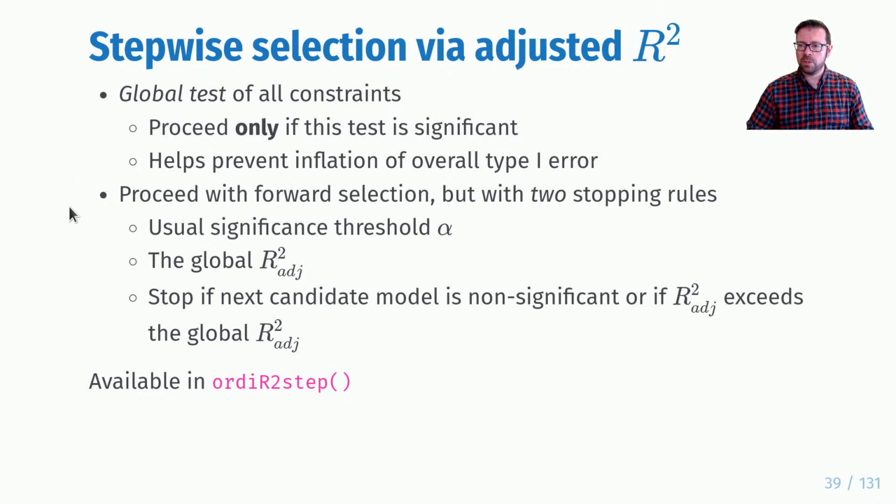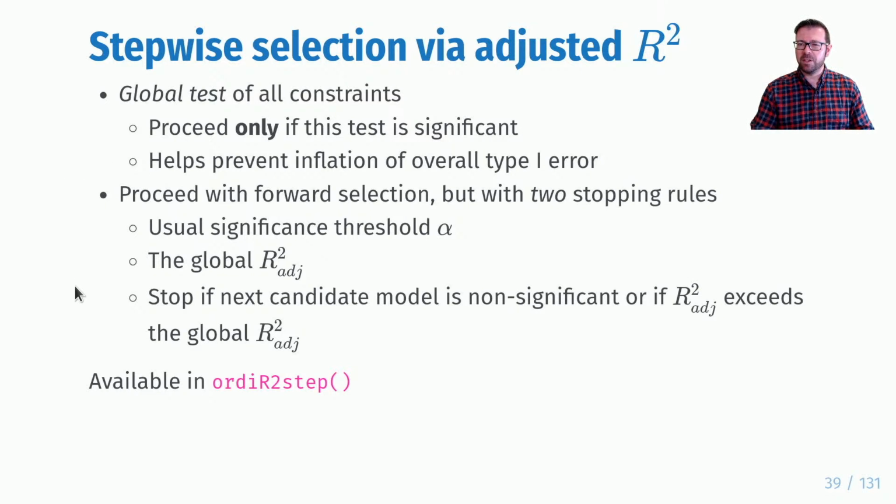But now we have two stopping rules for forward selection. We have the usual significance threshold, 0.05 for example, but then we also use the global adjusted R-squared. So we're going to stop if, when we want to add a variable, it's not going to make a significant difference to the model. We wouldn't add it, we would stop. But the other thing that we can do is, every time we're trying to add a variable, we can look to see whether the adjusted R-squared of that model exceeds the adjusted R-squared of the full model that we fitted originally, the global model.